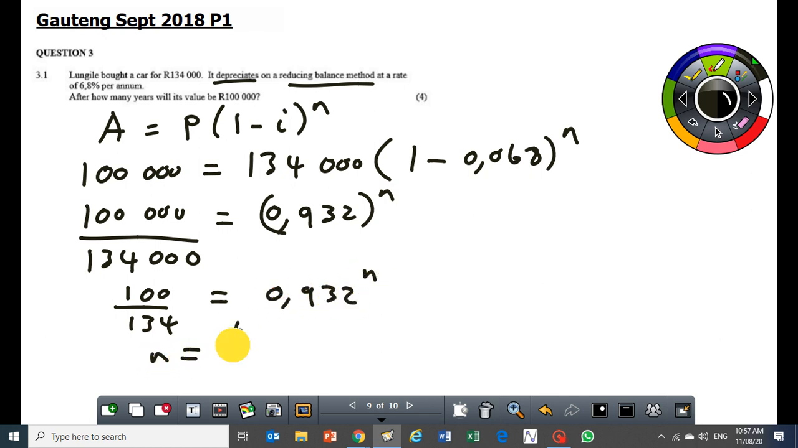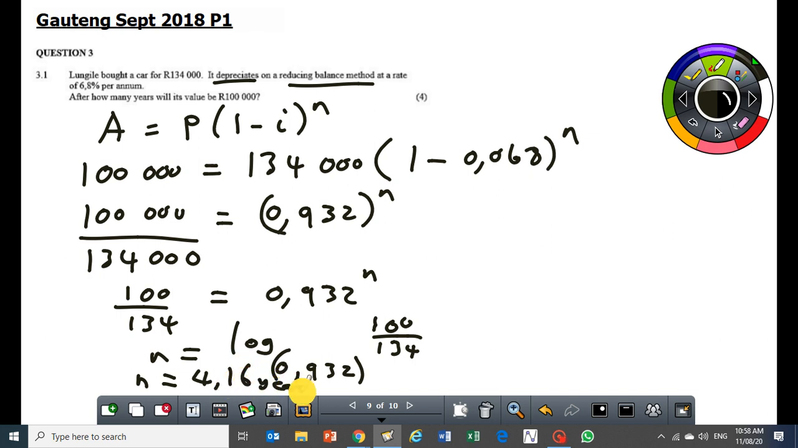So your n will be the logarithm to base 0.932 of, you know that I can simplify this, but I don't want to go there. So this becomes 100 divided by 134. You can put that one in brackets. What answer do you get as your n? 4.1559. Okay, can you round it up to 2 decimal places? So 4.16 years.